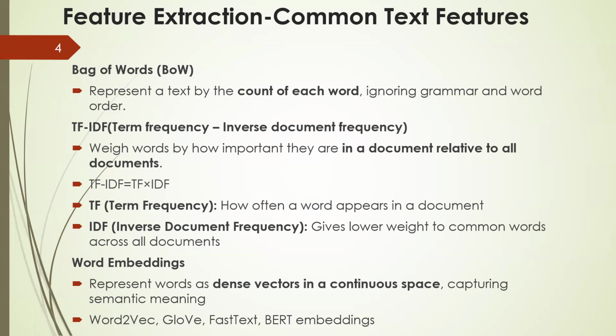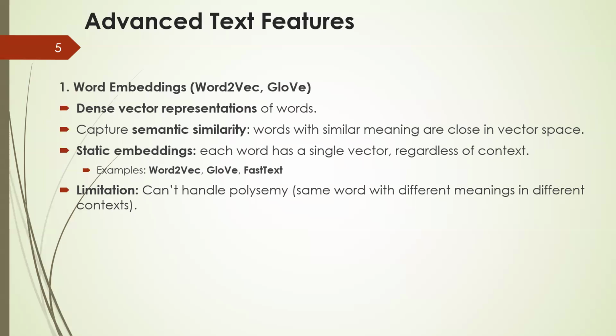Word embedding represents a word as a dense vector in a continuous space, capturing its semantic meaning. This is done with Word2Vec, GloVe, and FastText. These are various techniques available for text feature extraction. For advanced text features, the first one we saw is word embedding, a dense vector representation of words. It captures semantic similarity: words with similar meanings are close together in the vector space.